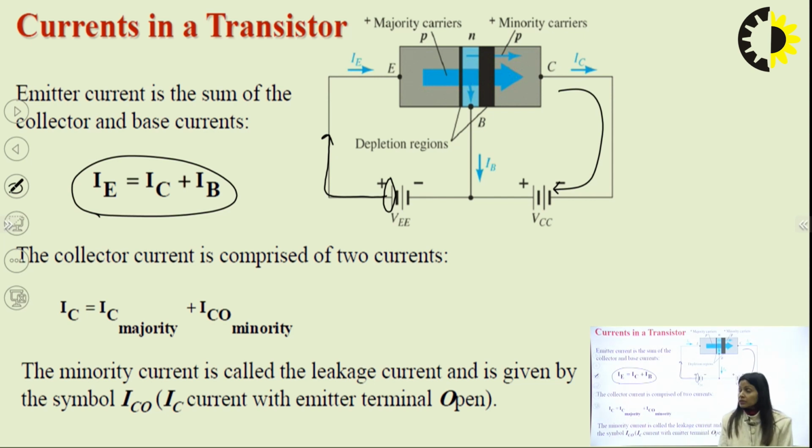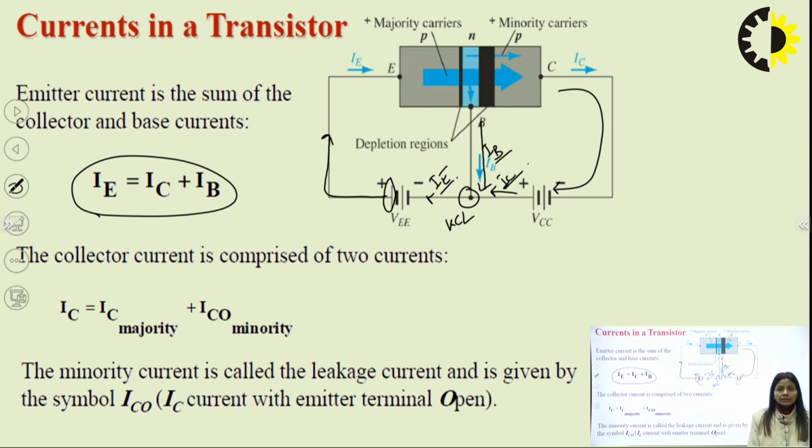Now, since IE is equal to IC plus IB, this is my point of KCL. So IB should be downwards so that it can be added with the IC to make IE. Okay. So IE is equal to IB plus IC. In this way, we can write the formula. By this method, we can define the direction of the currents.